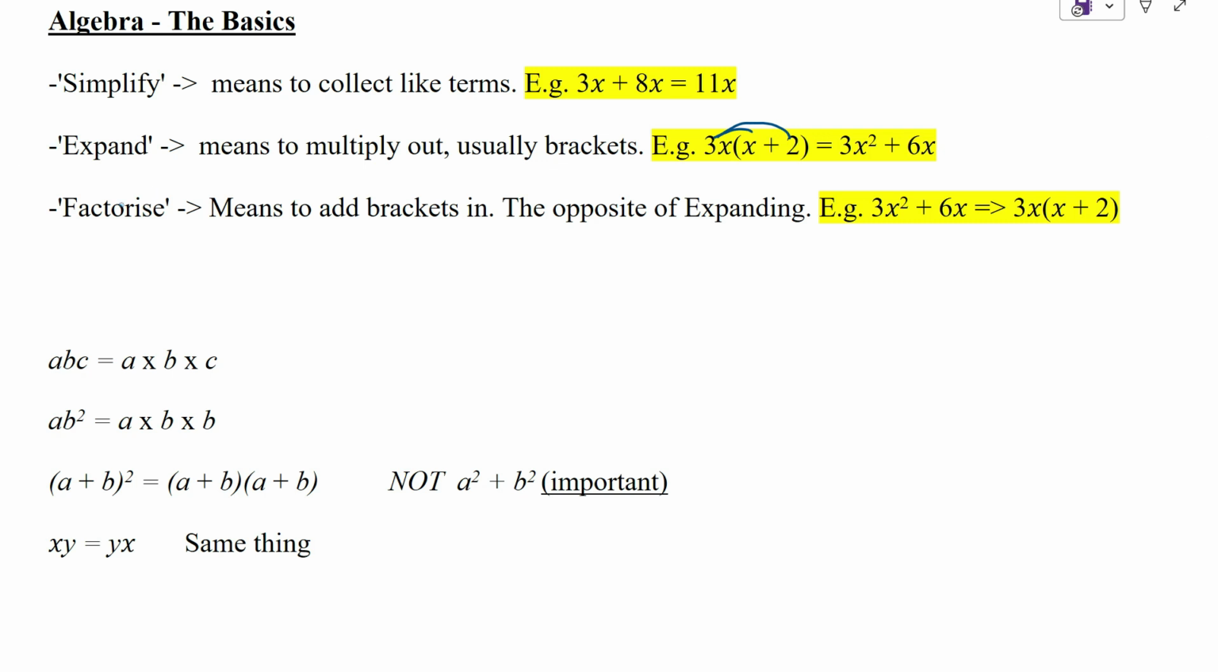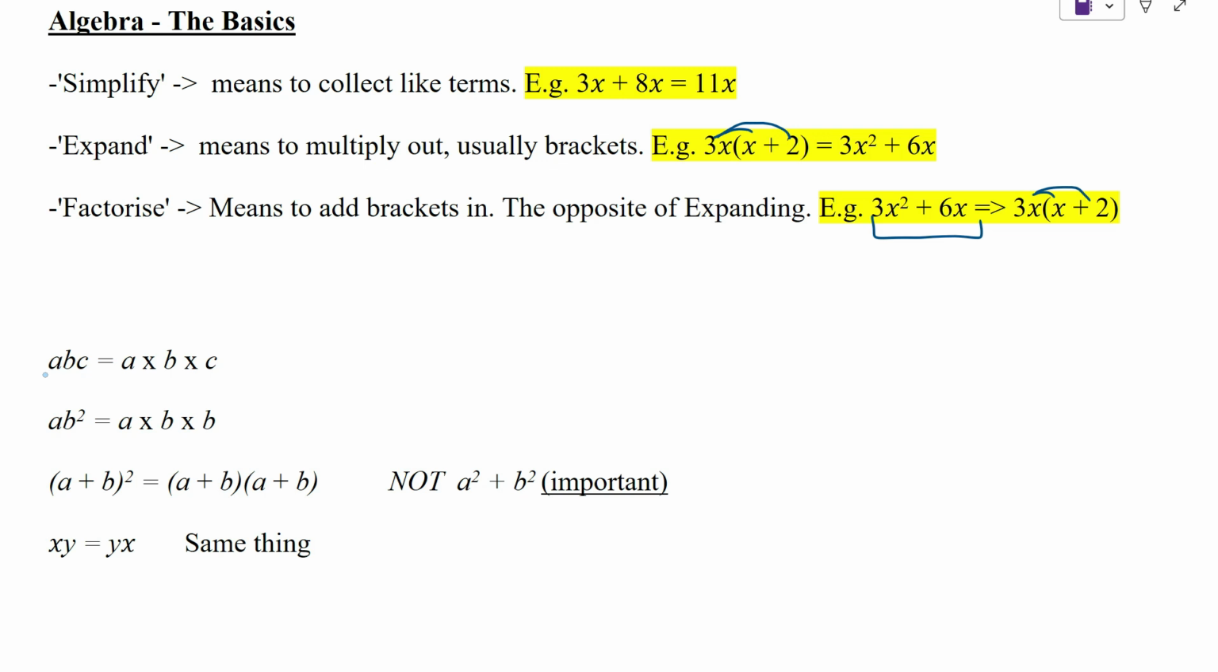And lastly, to factorize just means to add brackets in, which is the opposite of expanding, which we just looked at. So using the same example from before, if we had 3x squared plus 6x and we wanted to factorize this, we simply just take out the common factor and add brackets in, which if we multiply out will give us the equation that we started with.